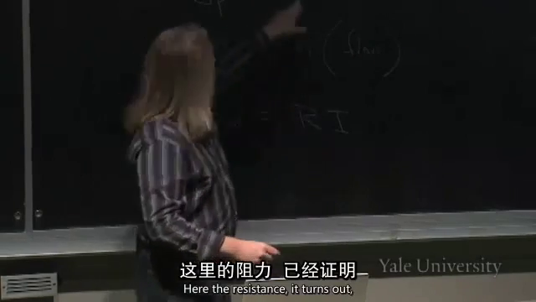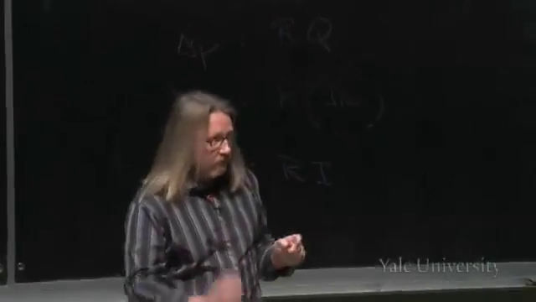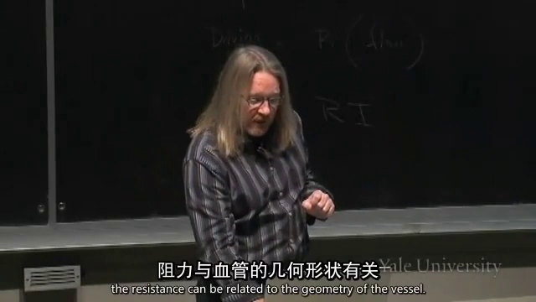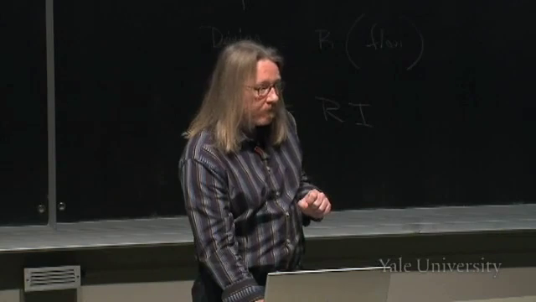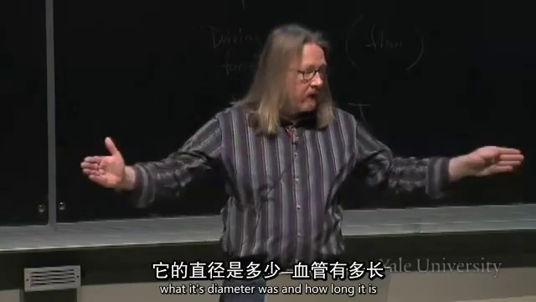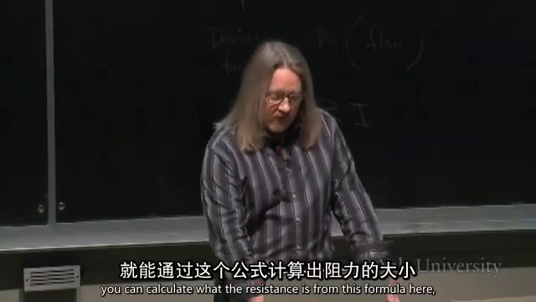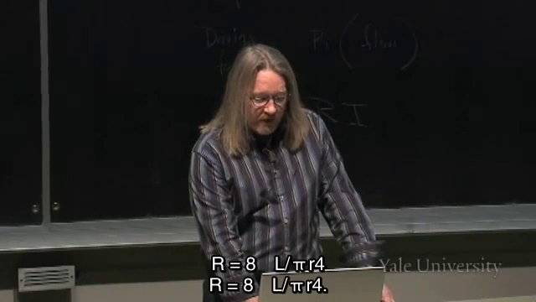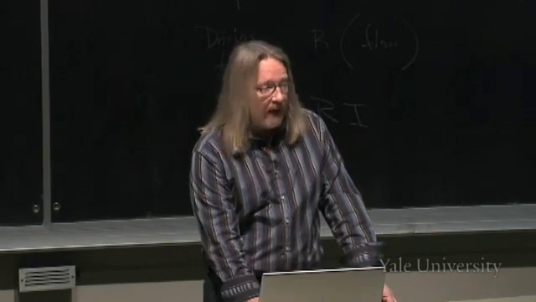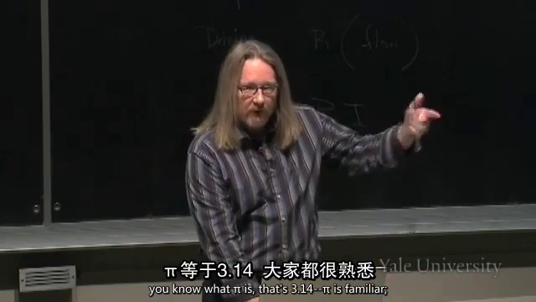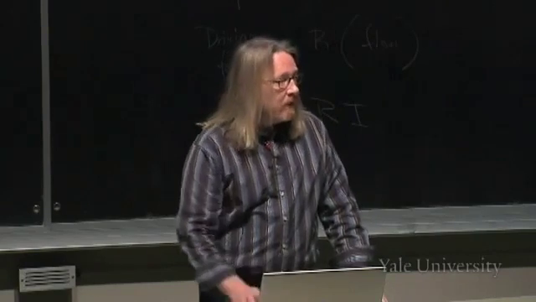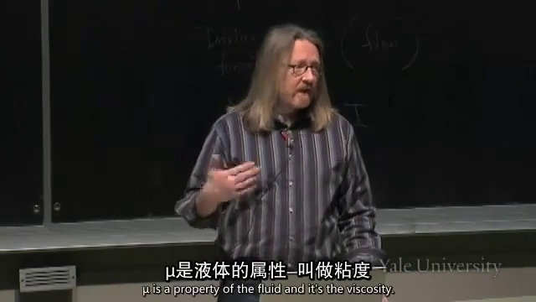Same thing. And here, for very simple vessels like this, the resistance can be related to the geometry of the vessel. That is, if I told you what shape this vessel was, what its diameter was, and how long it is, you can calculate what the resistance is from this formula here. R is equal to 8 mu L over pi r to the 4th. Now, you know what all these things are. You know what pi is, 3.14. R is the radius. L is the length. What's mu? Mu is a property of the fluid, and it's the viscosity.